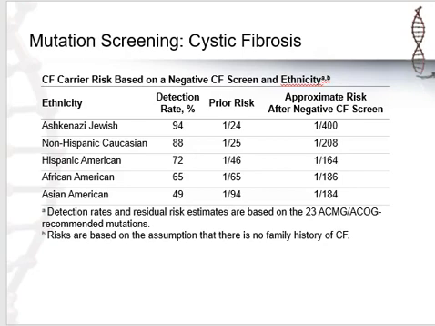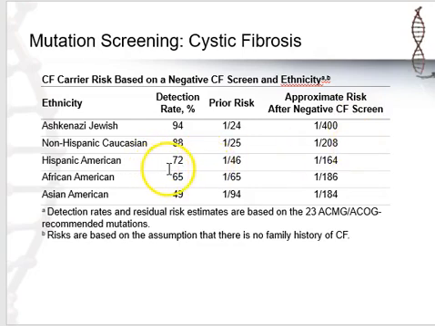Here we have a list of various mutation genes that have high mutation rates based on ethnic groups. In the Ashkenazi Jewish population for cystic fibrosis, the risk is approximately 1 in 24. However, the detection rate from sequencing for CF mutations is 94%. So if someone has genetic testing, the risk that they have cystic fibrosis or are a carrier for cystic fibrosis after testing decreases to 1 in 400. In contrast, in the non-Hispanic Caucasians, even though the risk is similar, 1 in 25, only 88% are detected through this method. So after normal testing, the risk is 1 in 200, about half of that of individuals of Ashkenazi Jewish descent.